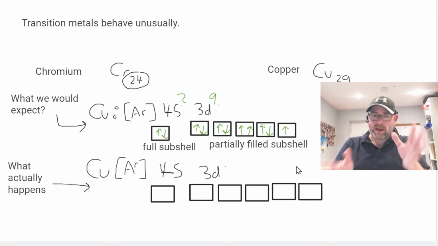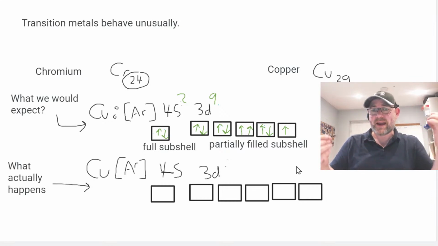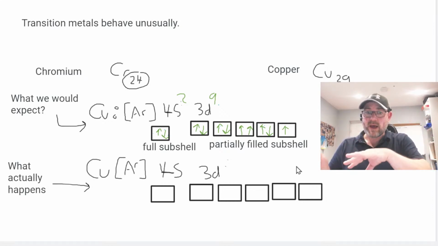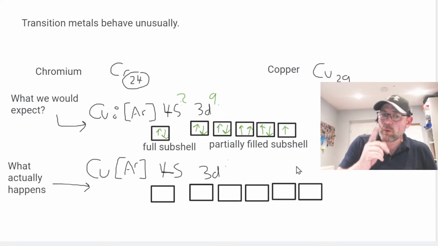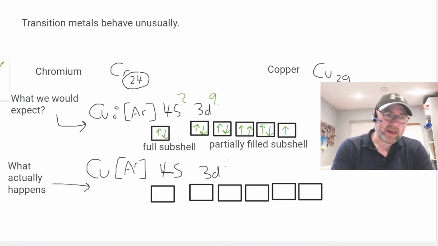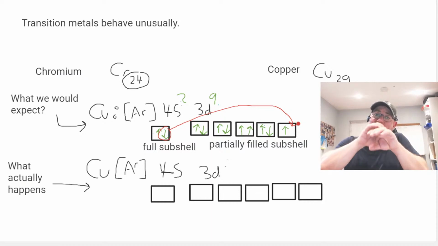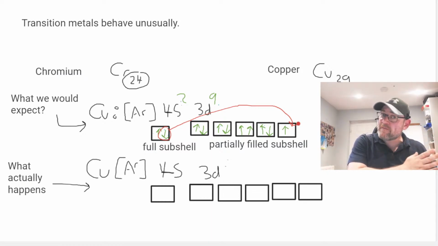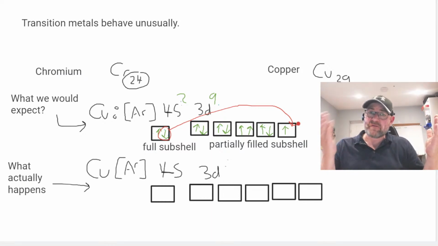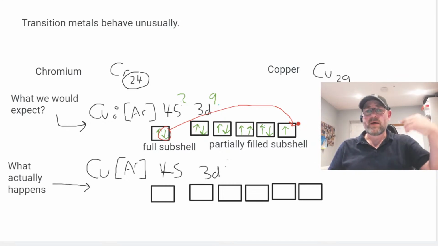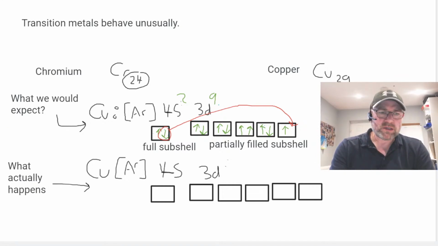Is there a way we can make this a full subshell and a half-filled instead of a full and a partial? Well, there is. What can happen here is this electron can be shifted over here and create a full 3d and a half-filled 4s. Half and a full is more stable than a full and a partial.